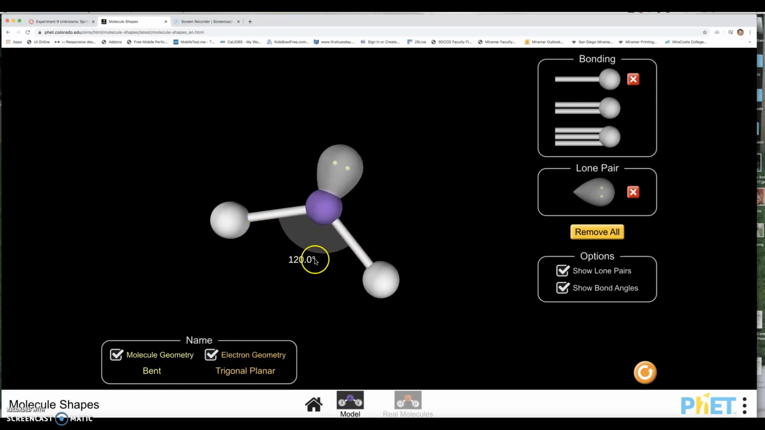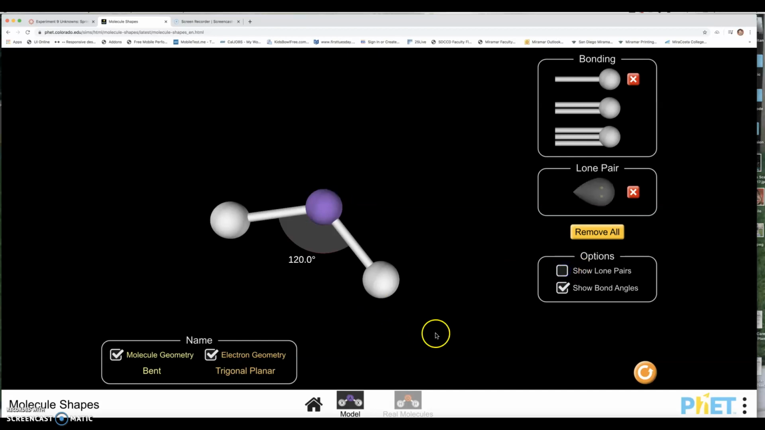This is actually not right. It's going to be less than 120. I'll show you that in a second. But I still get three electron groups, so my electron geometry is trigonal planar. But with my molecular geometry, I don't really look at the lone pairs.